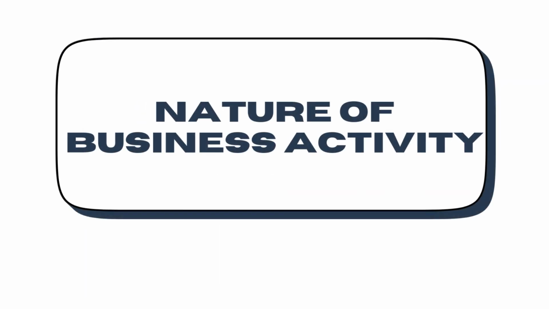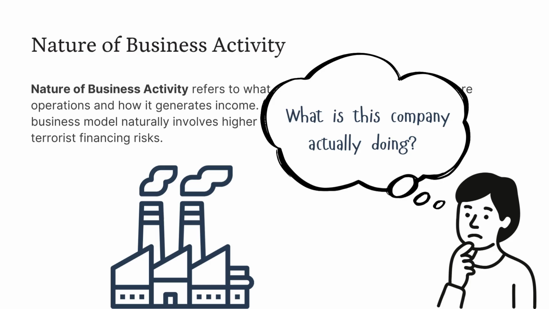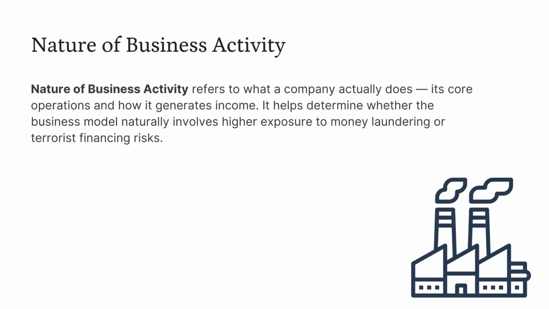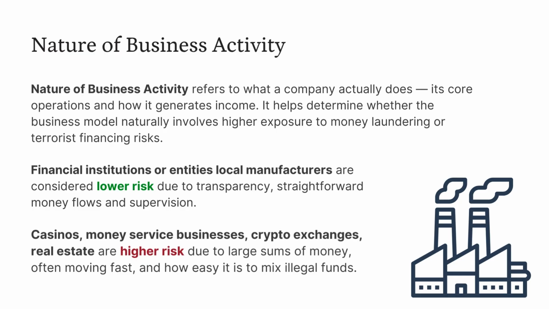Nature of business activity. The first question to ask is simple. What kind of business is this company actually in? And does it make sense from a financial crime perspective? Some industries are naturally lower risk, like regulated financial institutions, local manufacturers, or utility providers. Their operations are straightforward, their money flows are transparent, and they're already under heavy supervision. Other industries, however, are magnets for laundering.